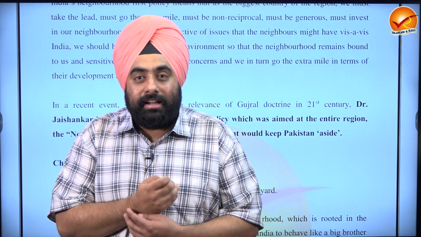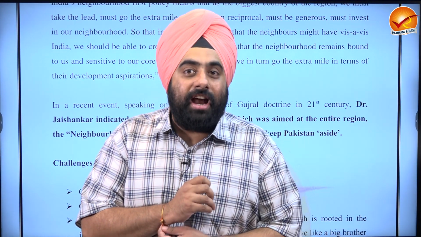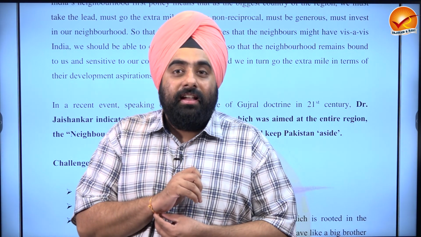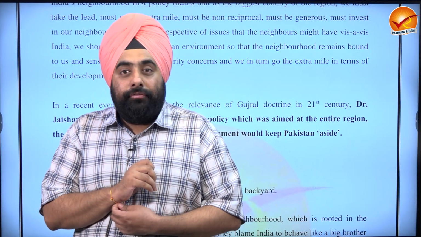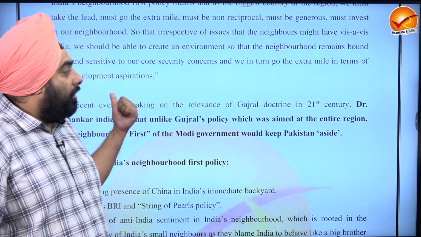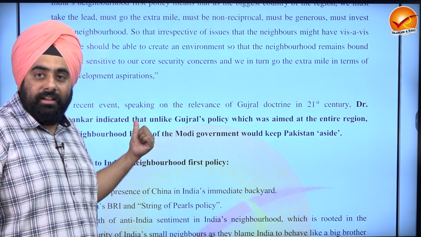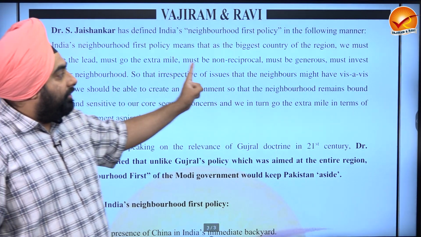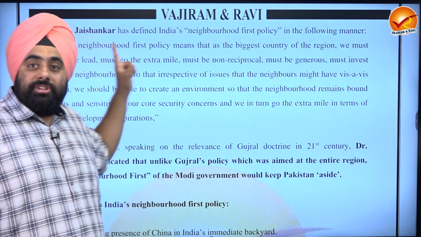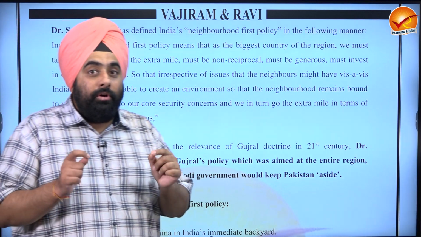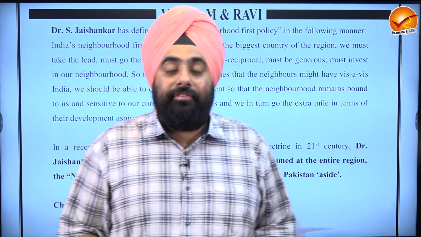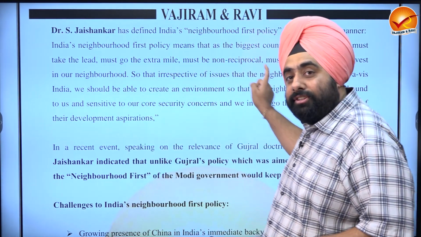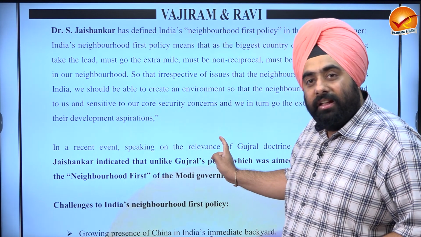And our core security concern is the increasing role of China in our neighborhood. We would want to check that. We would want to contain that. And our neighbors would help us do that if we do all of this, according to the Foreign Minister, Dr. Subramaniam Jaishankar. He says we must take the lead, go the extra mile, be non-reciprocal, be generous, and invest in our neighborhood. This is the neighborhood first policy defined by the minister himself. So this policy we are following for our immediate neighbors, our South Asian neighbors.